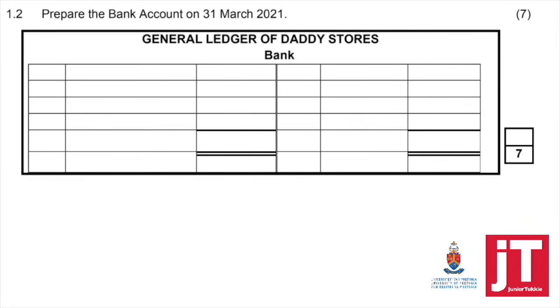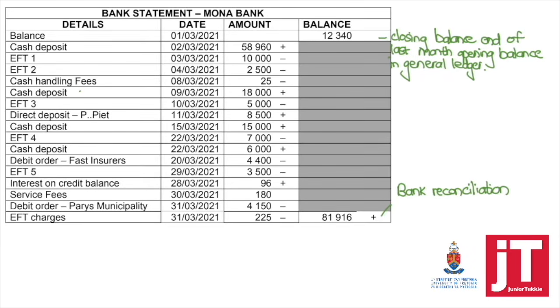Now that we have updated our CRJ and CPJ, we can prepare the bank account on 31 March. Now, if we're doing bank recon, we compare the month-end balances. Looking at the bank statement, that balance 12,340. This would have been the closing balance at the end of the previous month, which will now be the opening balance in my general ledger. So that balance needs to go to the general ledger.